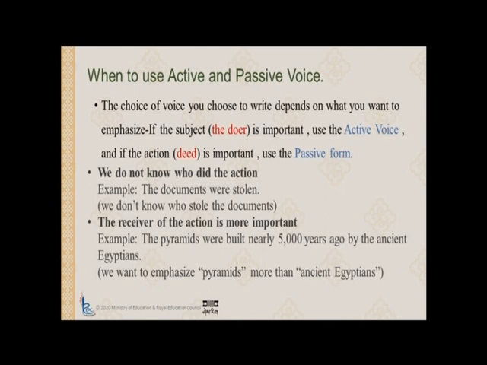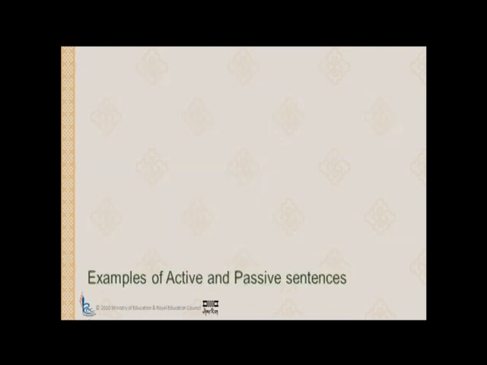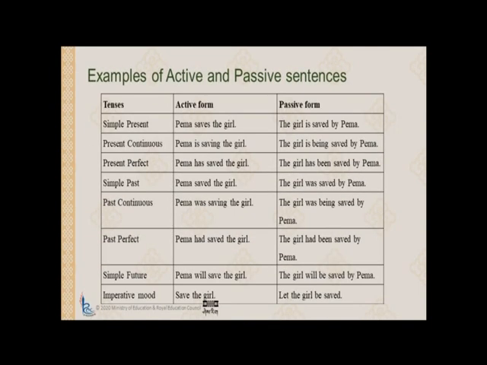Hope you all are clear with the uses of active and passive voice. If you are clear, let's see the examples of active and passive sentences. First, the tenses in the simple present form. Let's look at the examples on the board. Active form, Pema saves the girl.